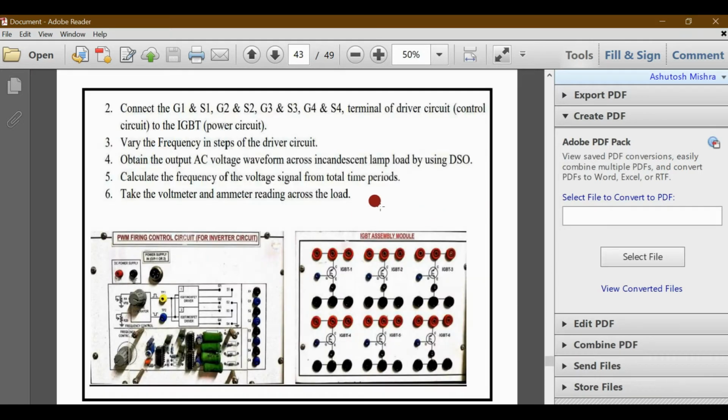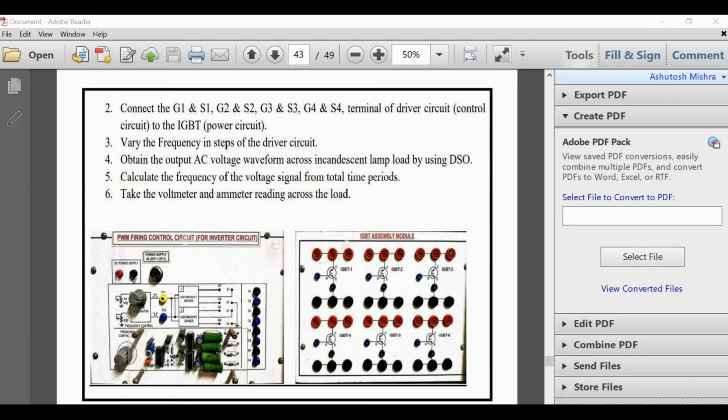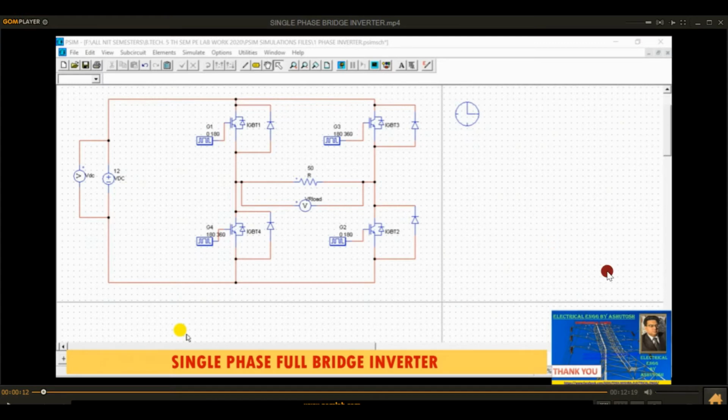Basically, the physical lab is not present, so we cannot perform it, and we can go to our simulation. This is our simulation, you can see. And then what will happen? Now see the conduction angle.